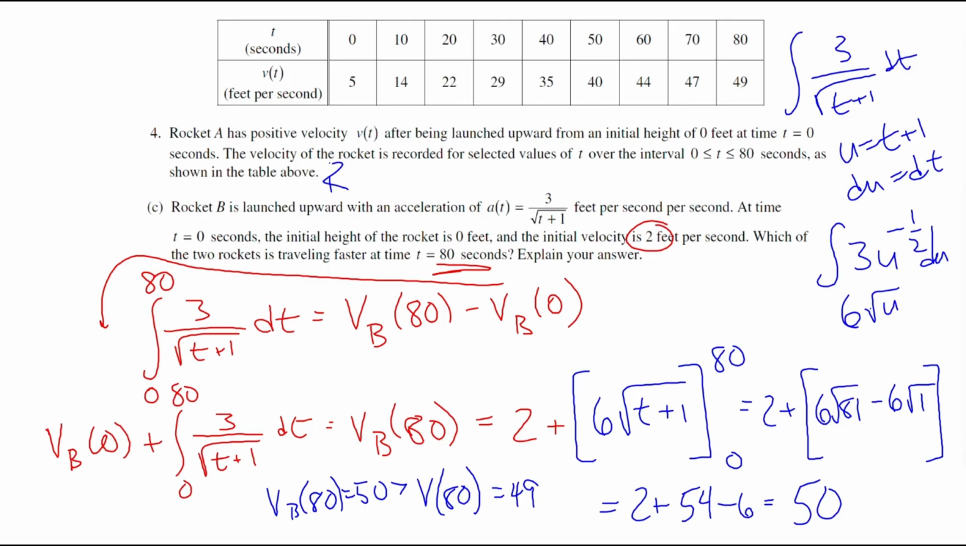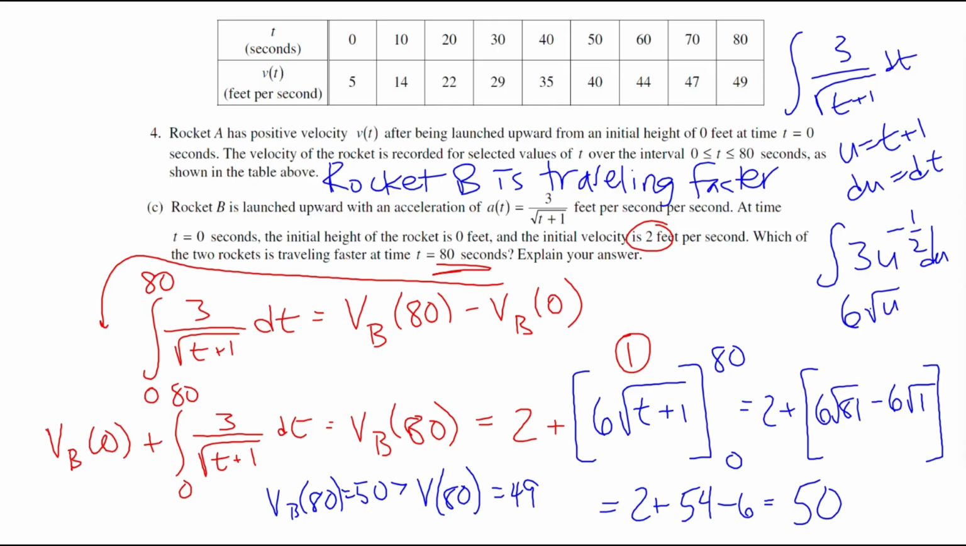I've kind of run out of room here, so I'm just going to write it up here. Rocket B is traveling faster. And they gave you 4 points for this question. 1 point is for getting the correct integral here, 6 root t plus 1.